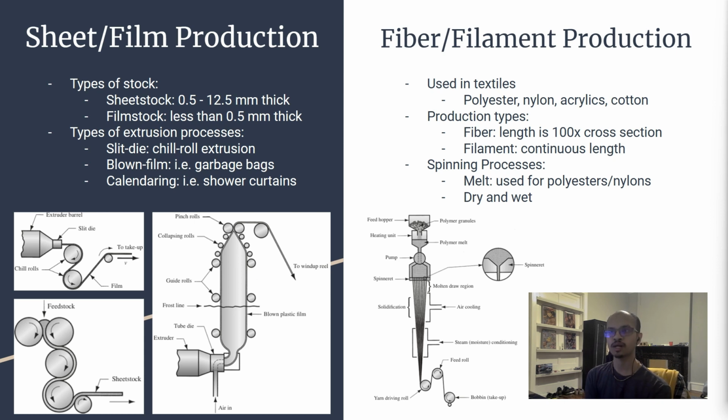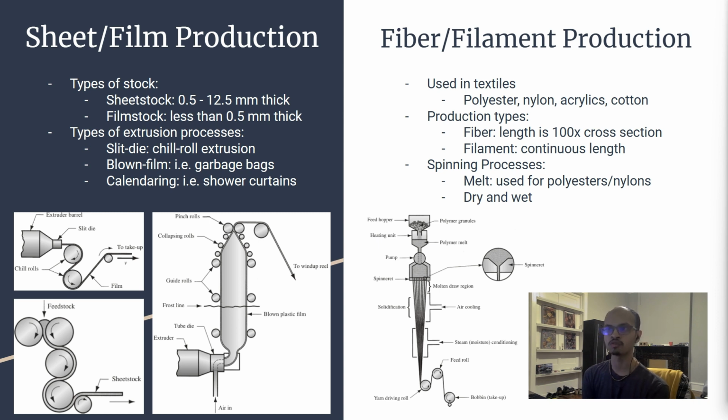Another product of plastics is sheets and films. Film is considered stock less than 0.5 millimeters thick, and sheet stock is anything 0.5 to 12.5 millimeters thick. There are three main ways of extruding sheet and film. The first is slit die extrusion, where the melted heated feedstock is pulled through a slit die and run through a series of chilled rollers or a quenching solution. The top left picture shows this process.